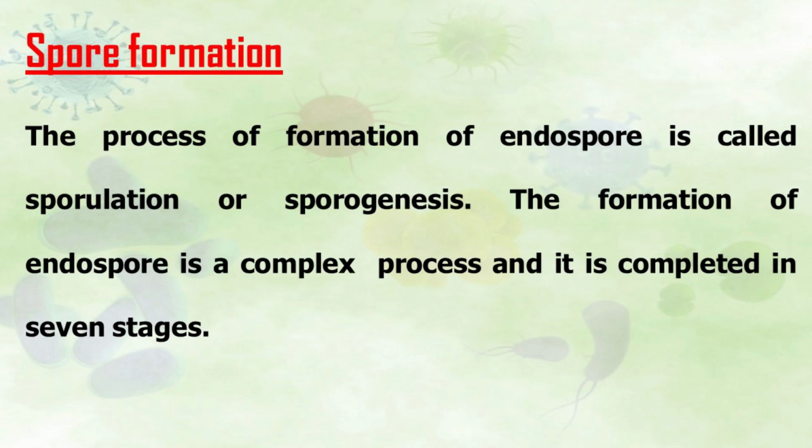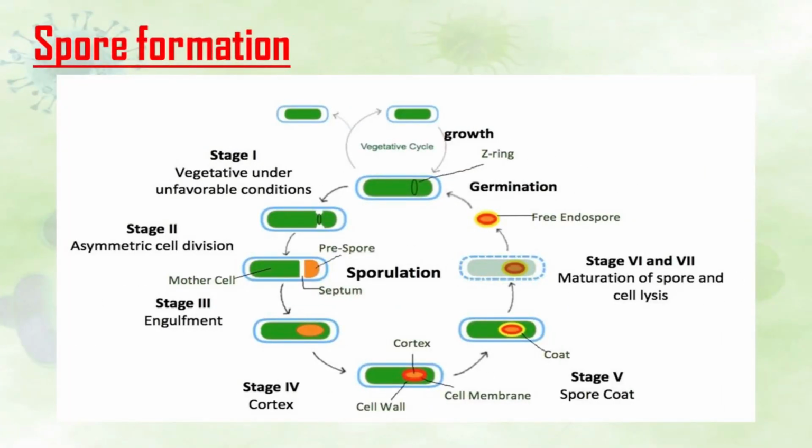Next one is spore formation. The process of formation of the endospore is called sporulation. The formation of the endospore is a complex process and it is completed in 7 stages. What are the 7 stages? Stage 1, vegetative cell under unfavorable condition. Stage 2, asymmetric cell division. Stage 3, engulfment of the spore. Stage 4, formation of cortex. Stage 5, formation of spore coat. Stages 6 and 7, maturation of spore and cell lysis.